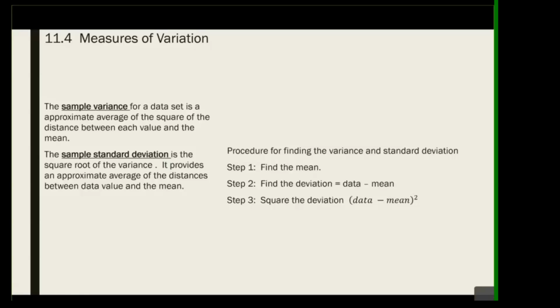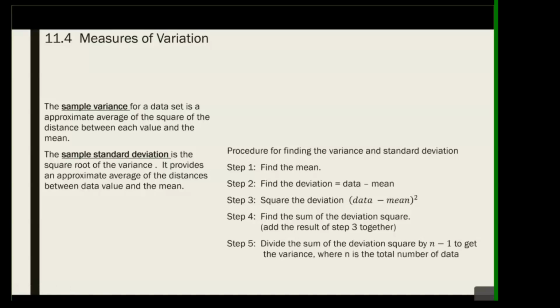Once you square the deviation, step 4 is to add up those squares of the deviation. We need to add all of the results in step 3, which is the summation of the squared deviations. And then step 5. If they ask you for the variance, ladies and gentlemen, this is where you stop. Step 5 is the variance.